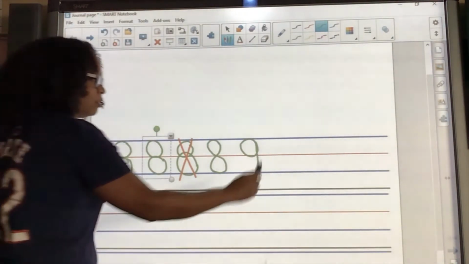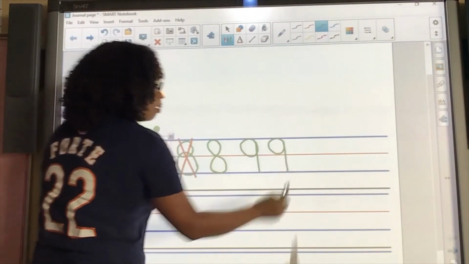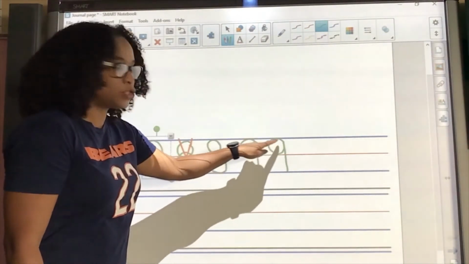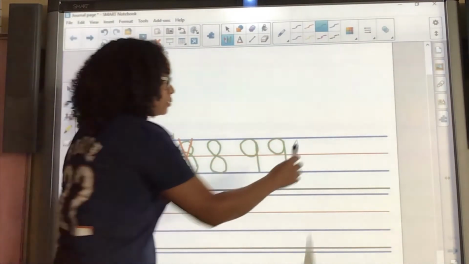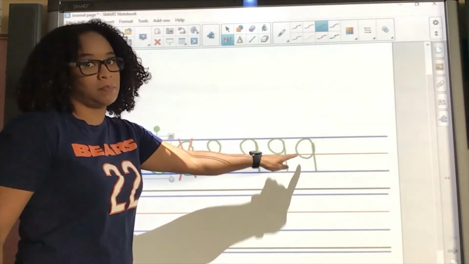Let's do that again. Come around like the letter A, and then come all the way down to the bottom line. That around part should only be on the top part of your writing lines. It shouldn't go past. I don't want your 9s looking like that. It should not go past the middle line.